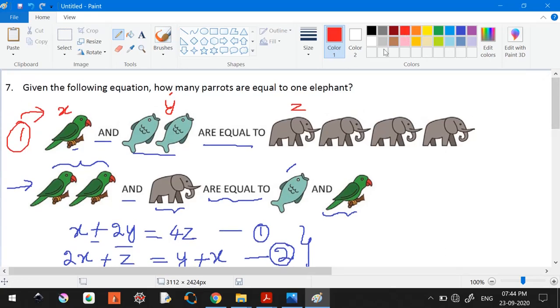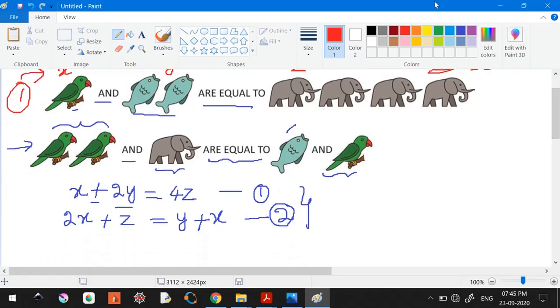Let us also see what we need. How many parrots? Parrot is X. Let's say I need K such parrots equal to 1 elephant, 1 times Z. So the number of parrots X is equal to Z. Let's call this number K, so I have written KX is equal to Z. My requirement is to find the relation between X and Z. So let's use the derived equations and see what we can do. So X plus Y is equal to 4Z.